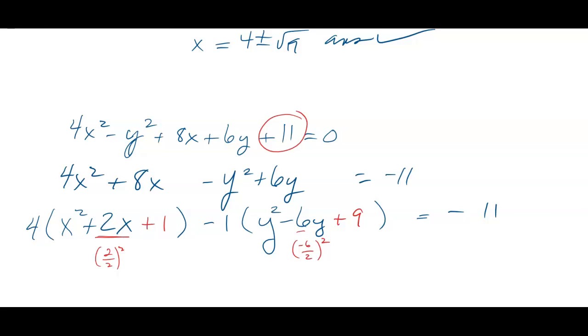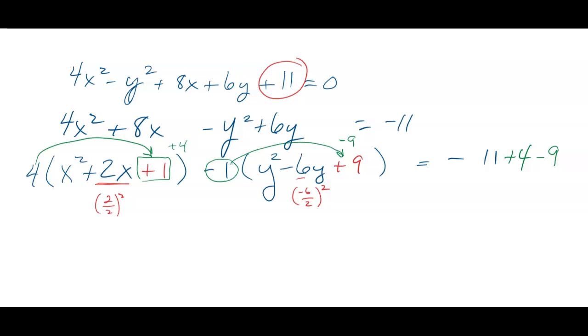But you need to be careful at this point. I'm going to go to a different color here. You didn't add a 1 right here. You added 4 times 1, which means you added a 4. So you have to add a 4 to the right-hand side. In this one, we had -1 times 9. We actually subtracted a 9. So you're going to subtract a 9 from the other side. Okay?